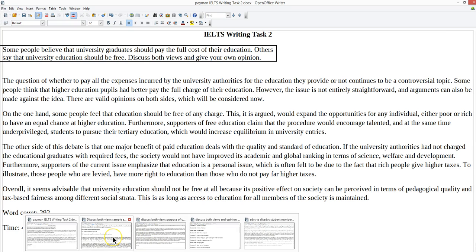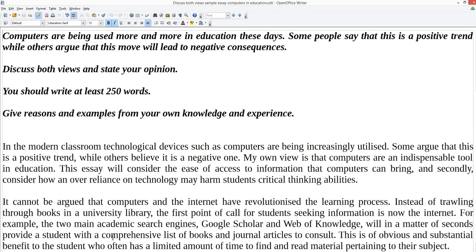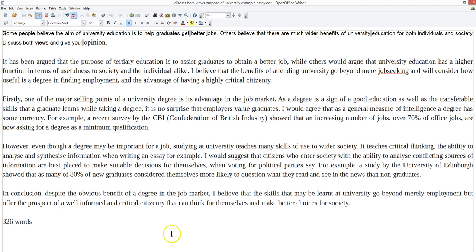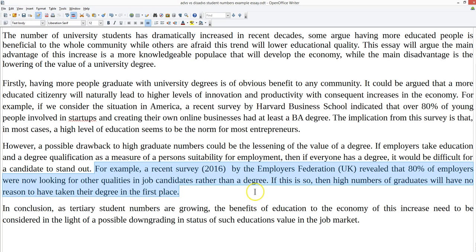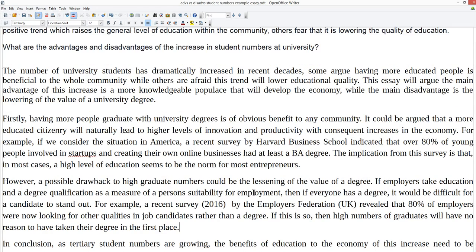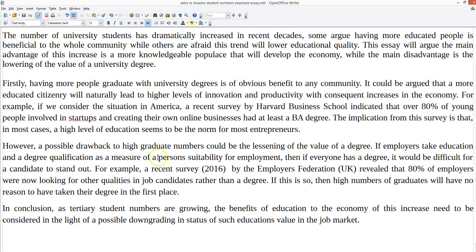If we take a look at what's another example? What's a good one? Purpose of education. No, the student numbers one. So this one's pretty straightforward. So sentence one: having more people graduate is of obvious benefit. Right. Why is that so? Because if people are more educated, that will lead to higher levels of innovation and productivity, because these people are not stupid, and this will have a consequent economical increase.